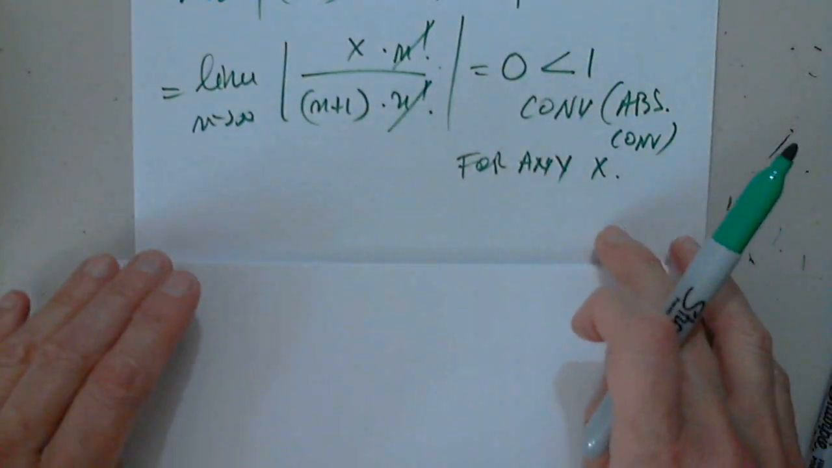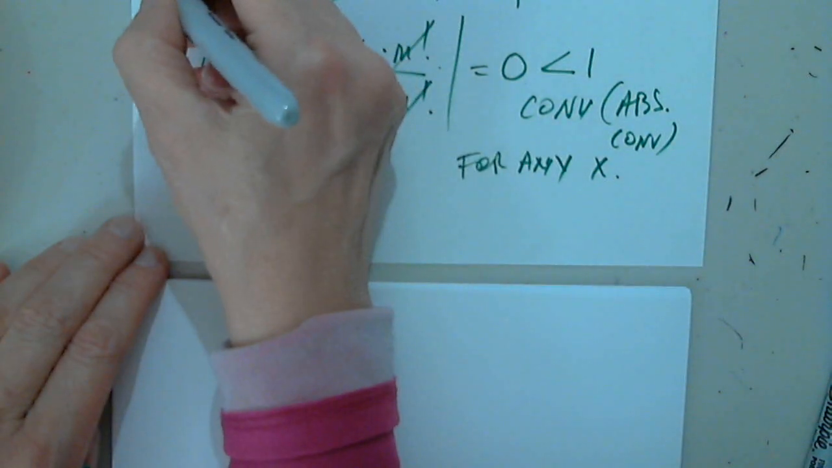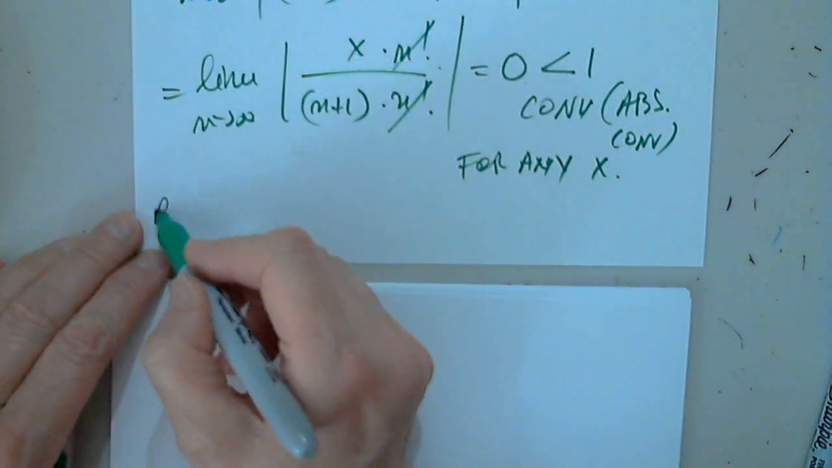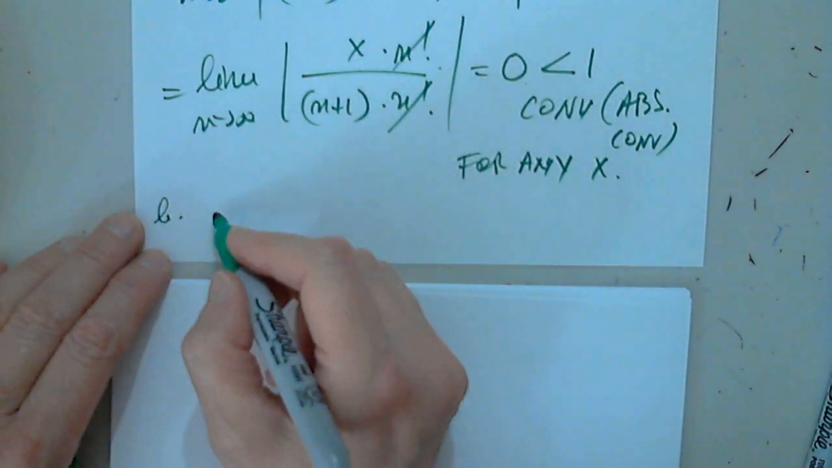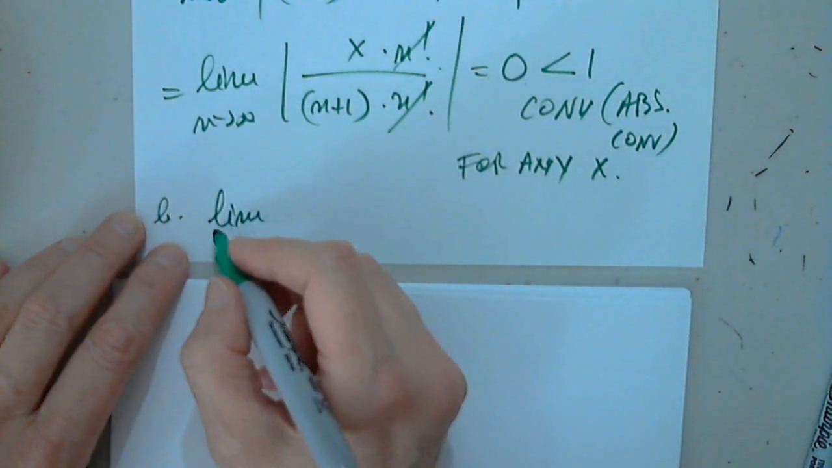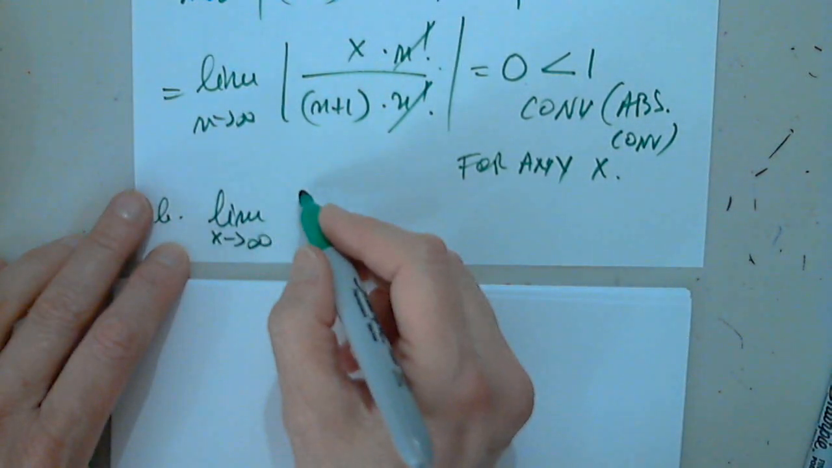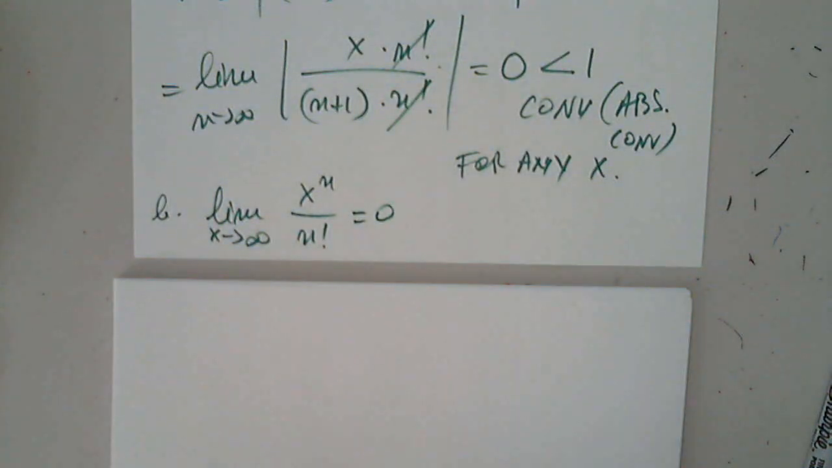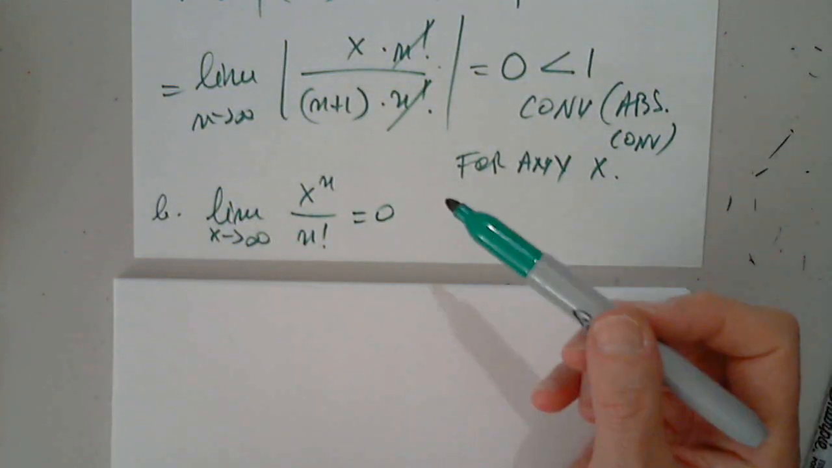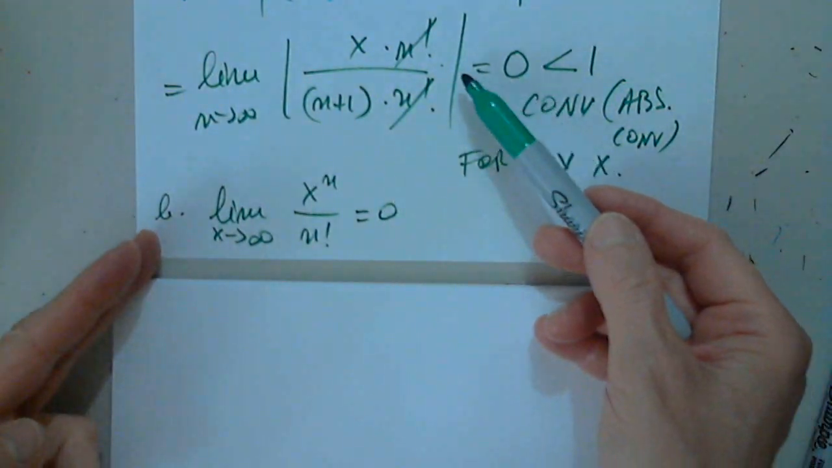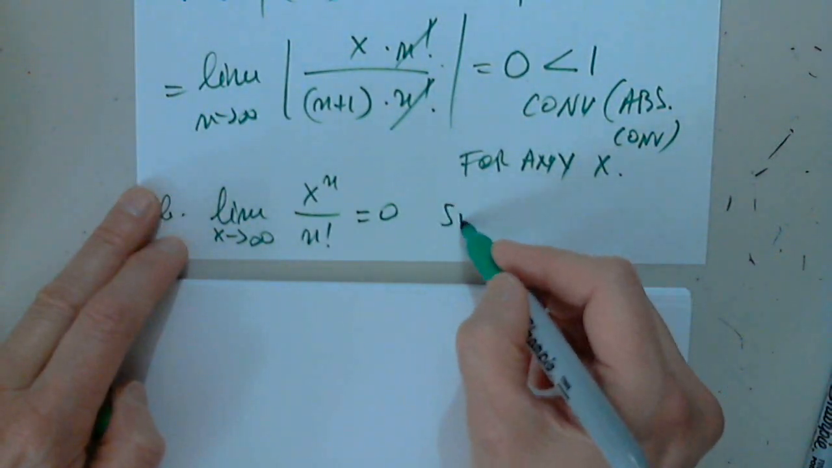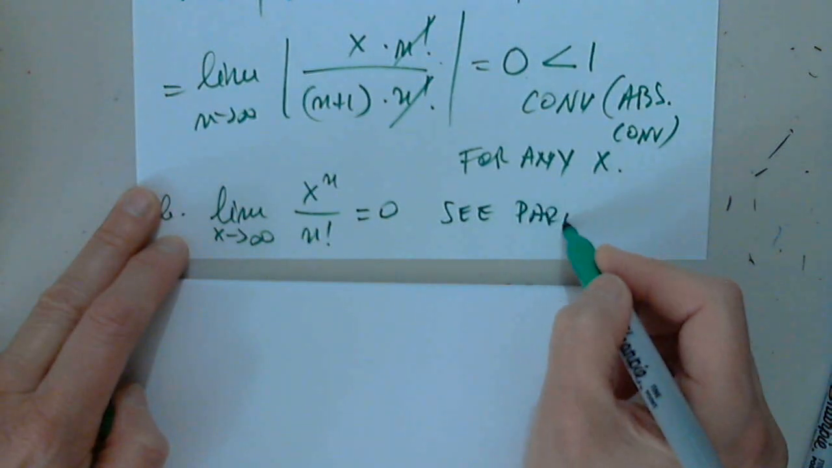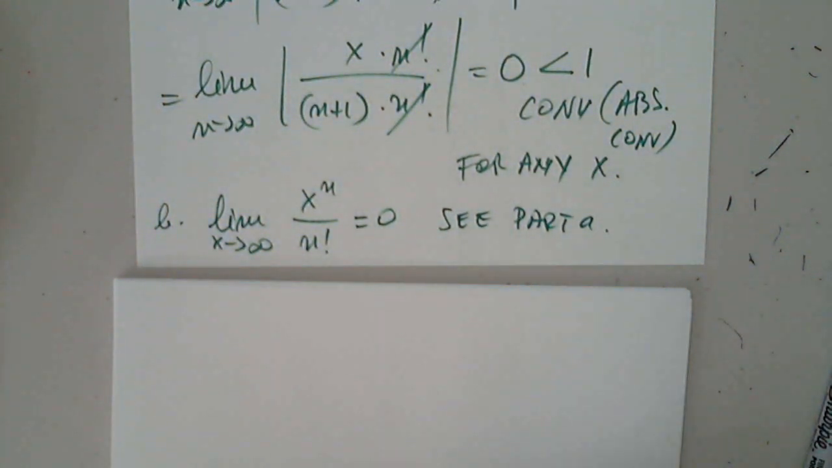So now deduce that. They want us to, in part B, so this was part A. Oh, yeah, okay, I have it. Part B, they say show that the limit as n approaches infinity of x to the n over n factorial is 0. Well, we don't have to. We already did. See part A. Thank you.